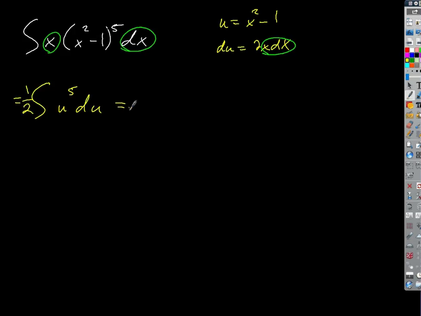So what's the solution? Okay, good. Yeah, so we get u to the 6th over 12 plus c. And if we reverse the substitution, then we'll just plug in our u, right? So we get the quantity x squared minus 1 to the 6th over 12 plus c. Okay, what about, let's do a trig one.